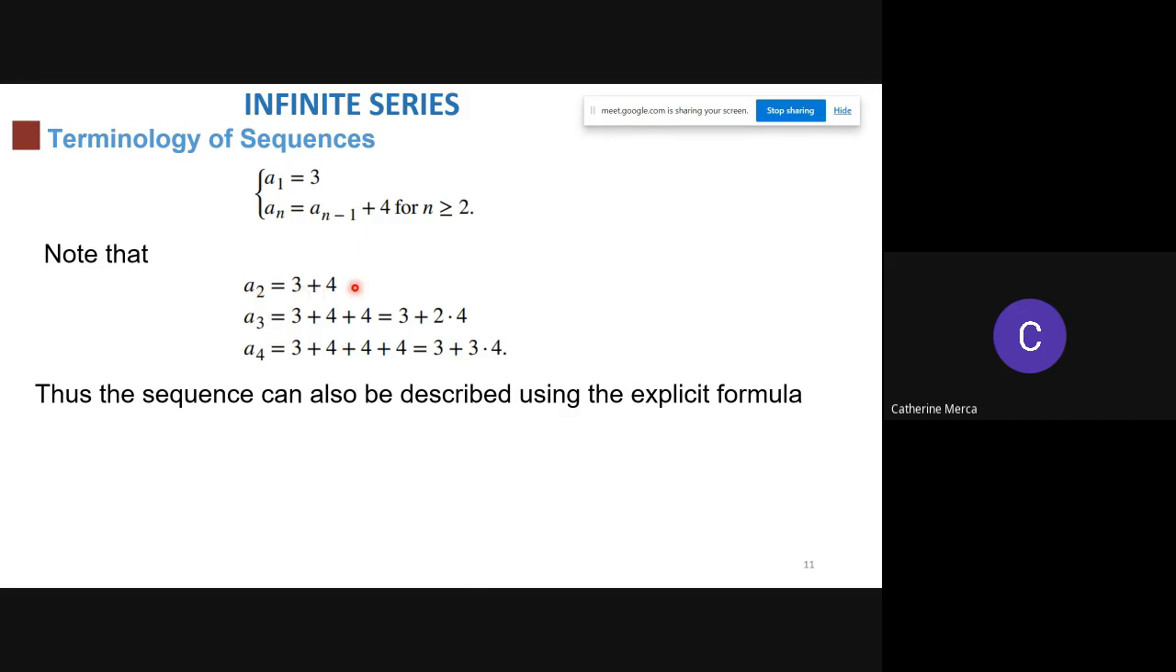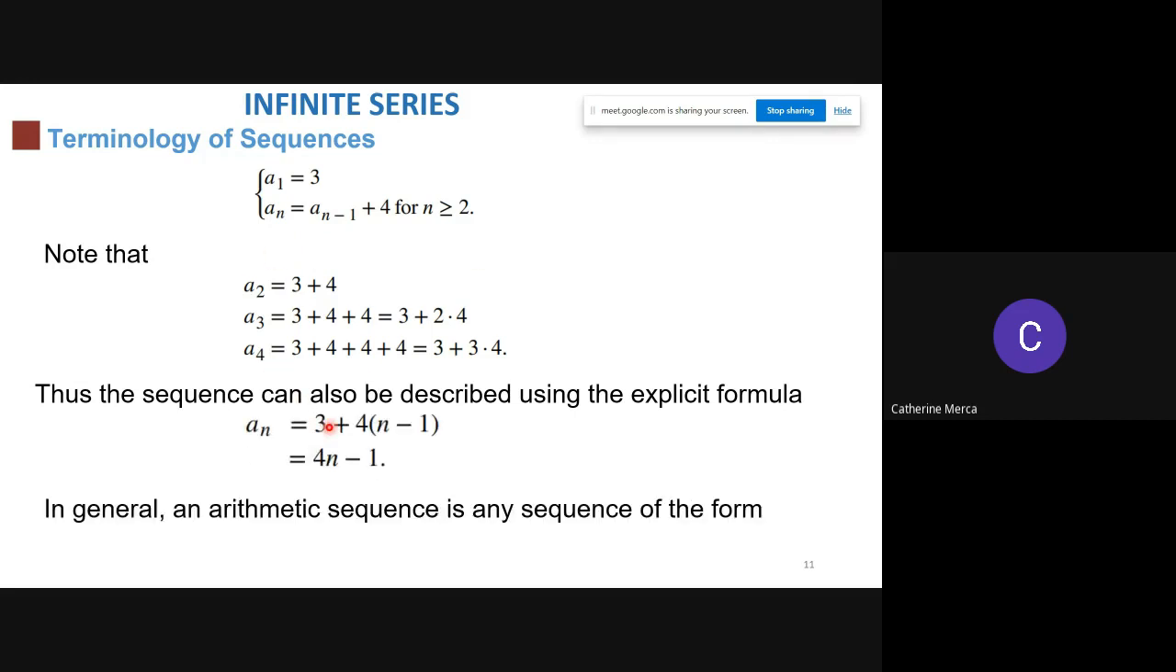Earlier, I heard a girl say 4 is the d. Yes, very good. You get it immediately. A sub 3 is 3 plus 2 times 4. A sub 4 is 3 plus 3 times 4. So you notice that you'll be able to create a pattern based on the terms that are given. So you have this, a sub n is equal to 3 plus 4 times the quantity n minus 1, or a sub n is actually 4n minus 1.